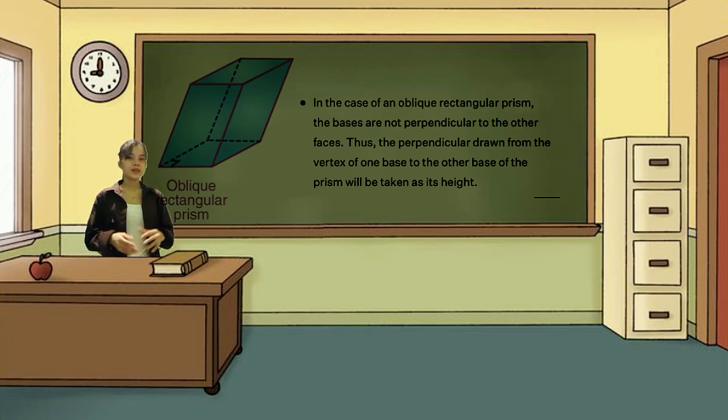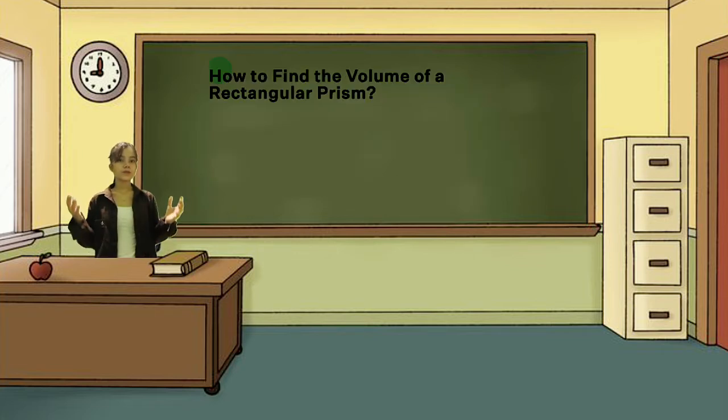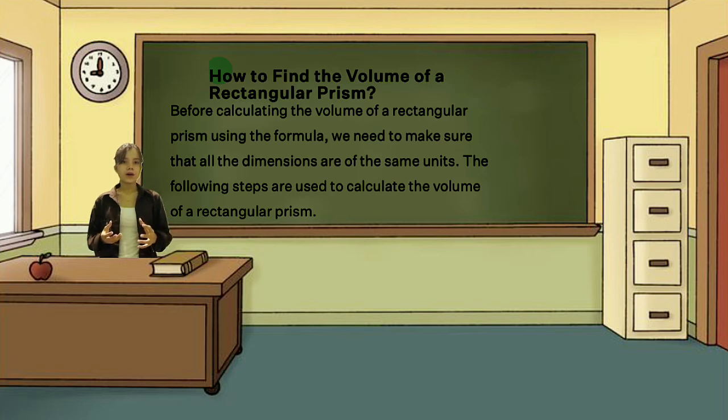It should be noted that we can apply the same formula to calculate the volume of the prism. That is, the rectangular prism volume formula is V equals length times width times height, irrespective of the type of rectangular prism. How to find the volume of a rectangular prism? Before calculating the volume of a rectangular prism using the formula, we need to make sure that all the dimensions are of the same units.